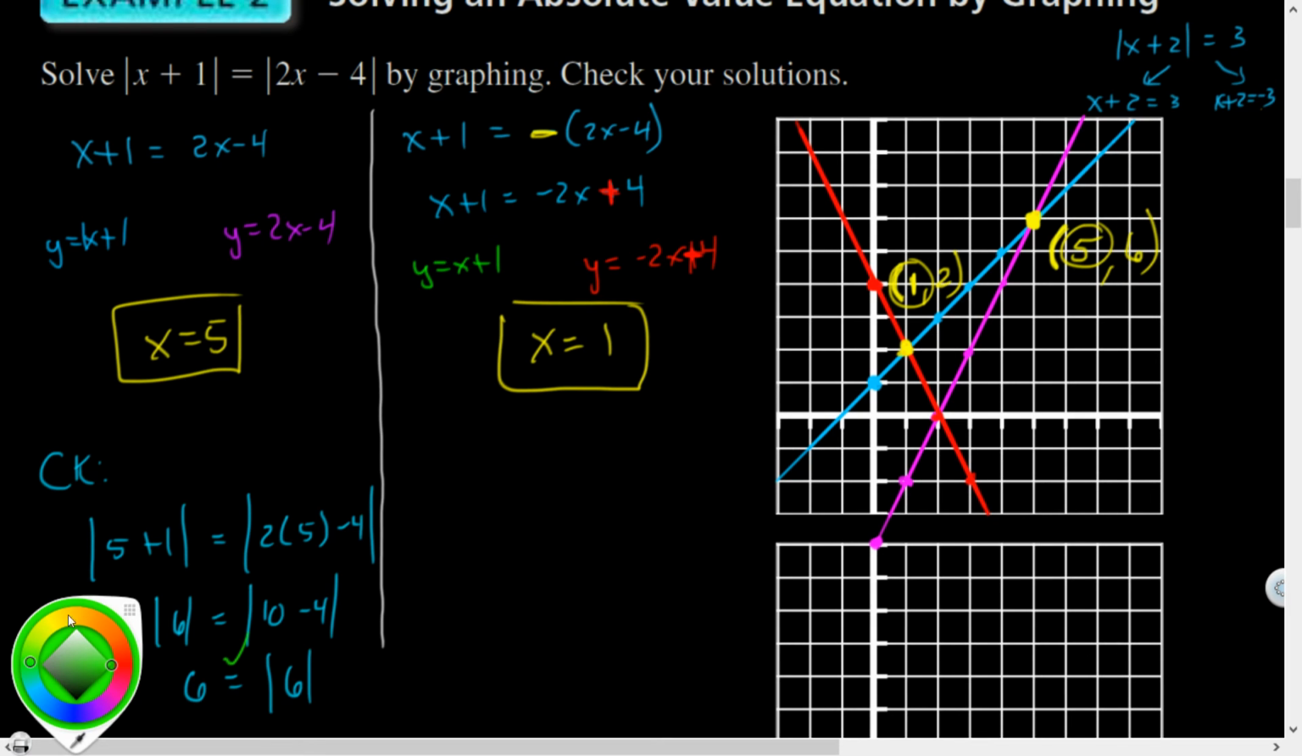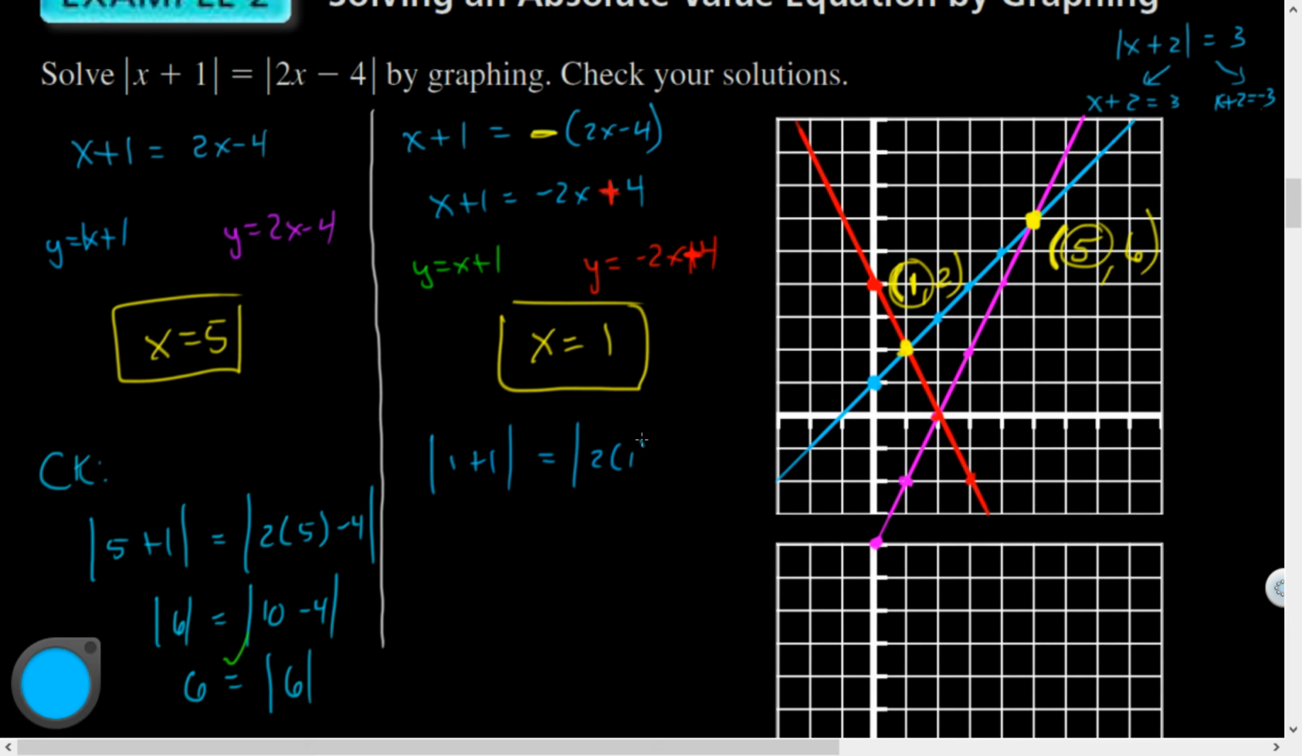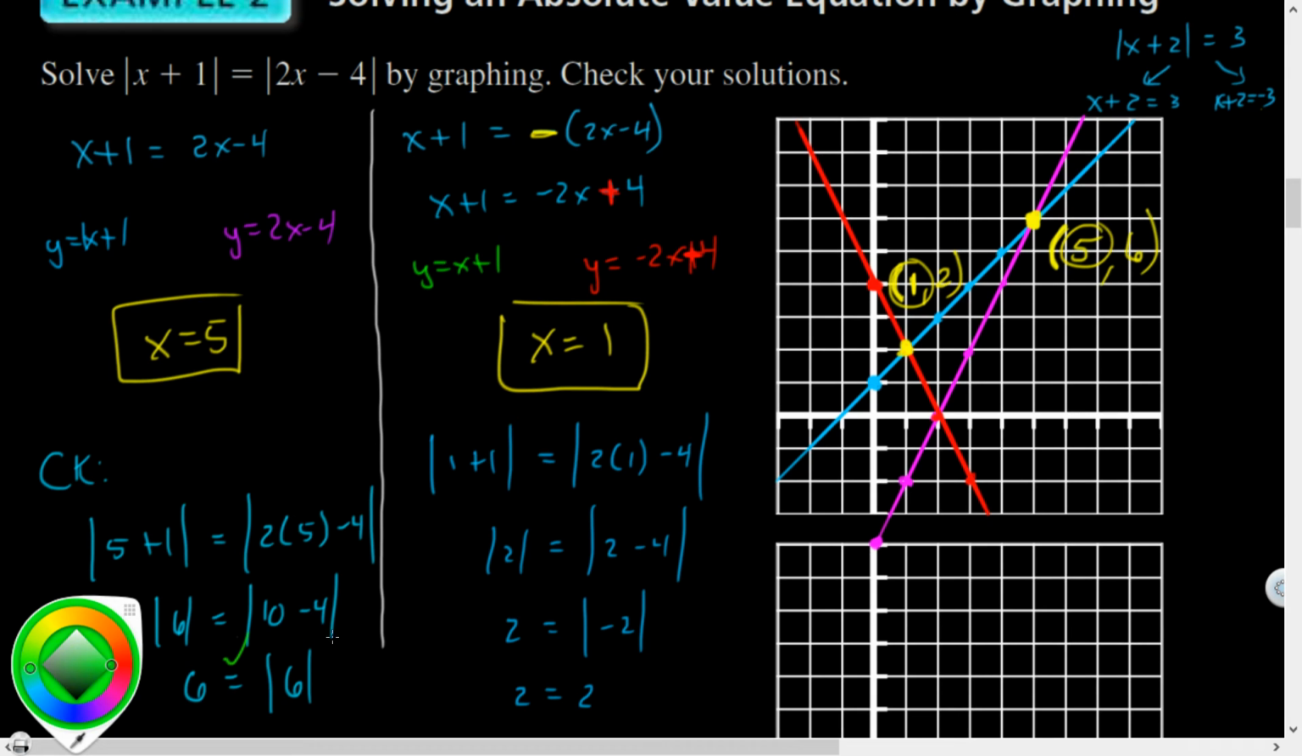Let's try the other one. Yeah, we're going to get to classwork in just a minute. And let's plug 1 into the original equation. Is the absolute value of 1 plus 1 equal to the absolute value of 2 times 1 minus 4? 1 plus 1 is 2. 2 times 1 is 2, minus 4. And abs 2 is 2, right? It just leaves a positive number positive. And absolute value of 2 minus 4 is negative 2. Oh, but that absolute value swaps the sign, and it looks like I did find both solutions.